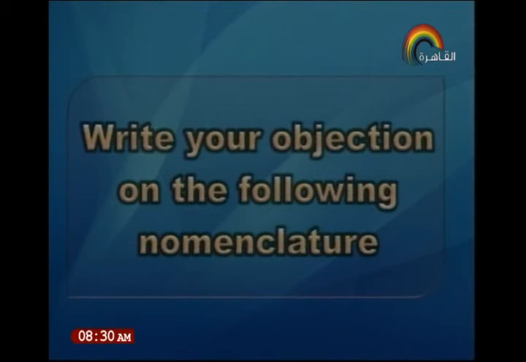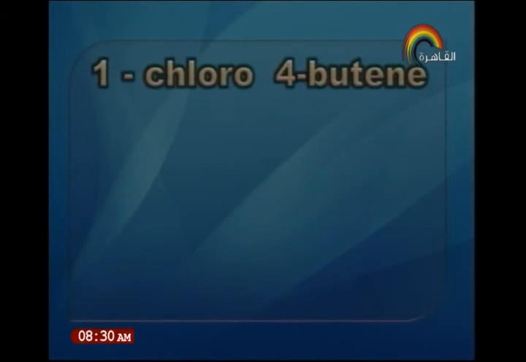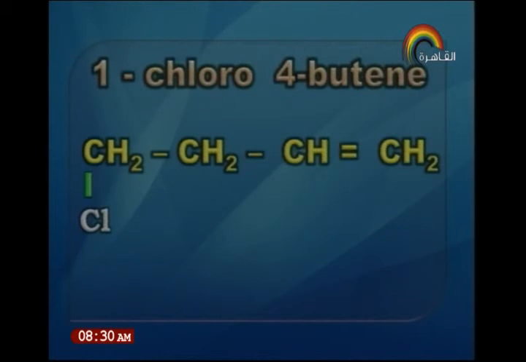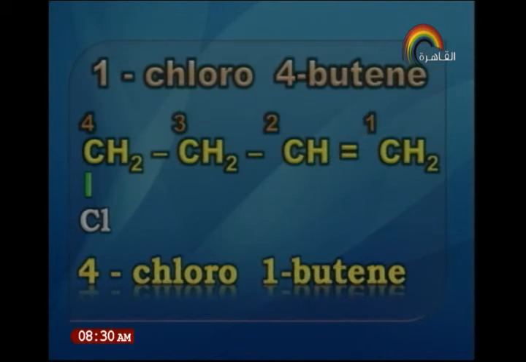Here, my dear student, next type of question. Write your objection on the following nomenclature. 1-chloro-4-butene. First, you have to draw it, my dear student, and then you correct the name, so it will be 4-chloro-1-butene, as the numbering of the carbon chain starts from the end nearest to the double bond.